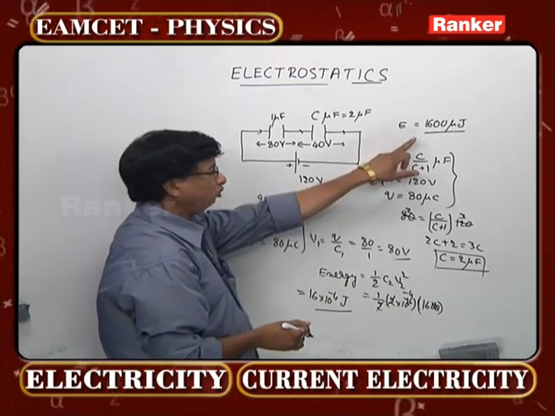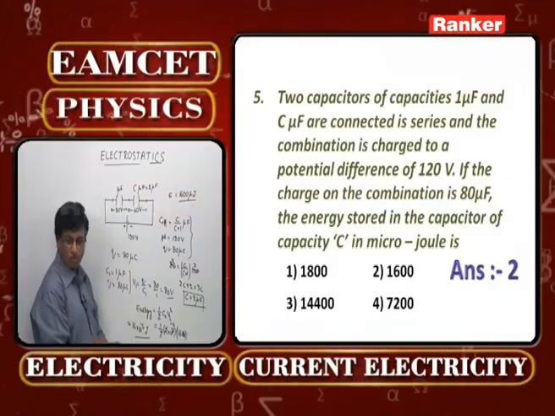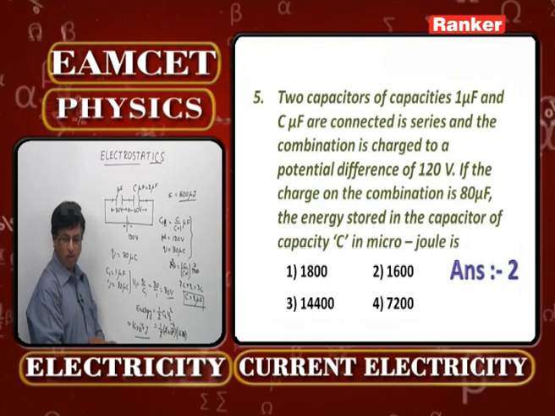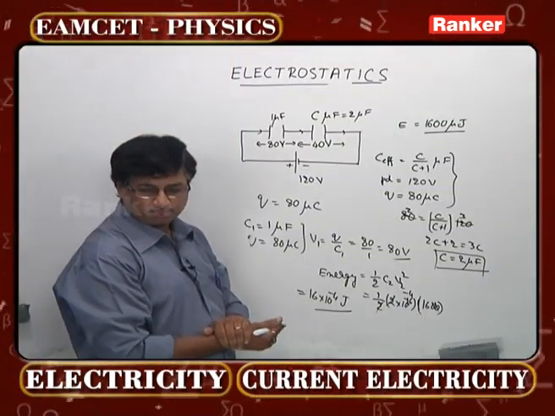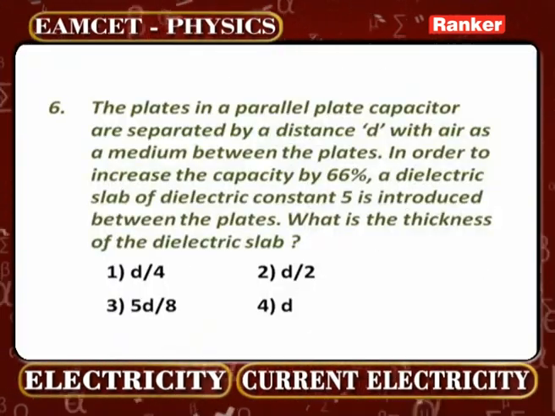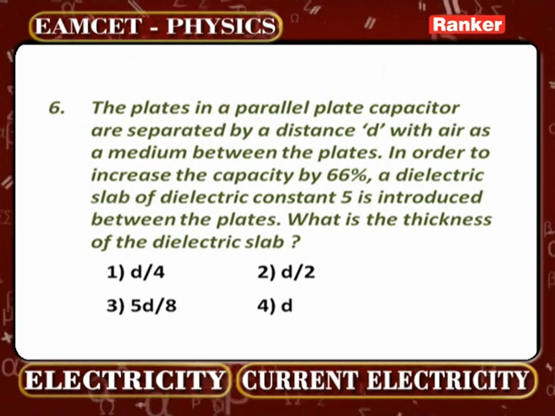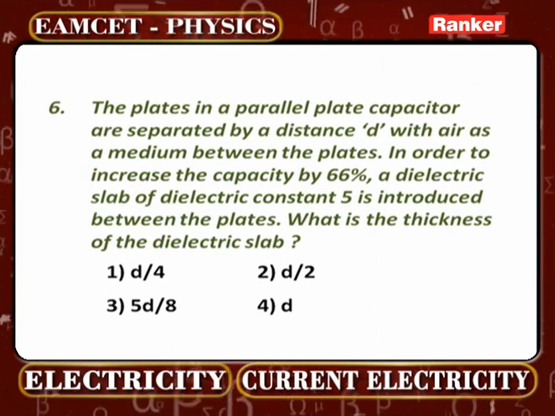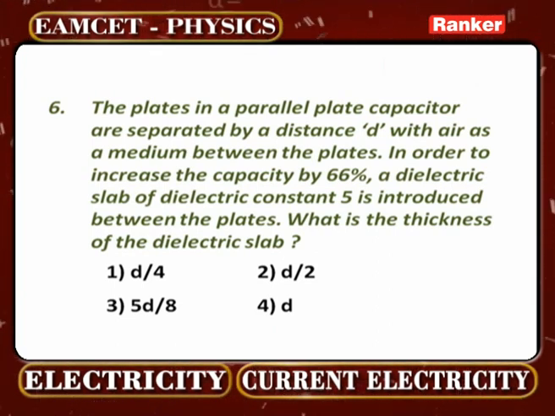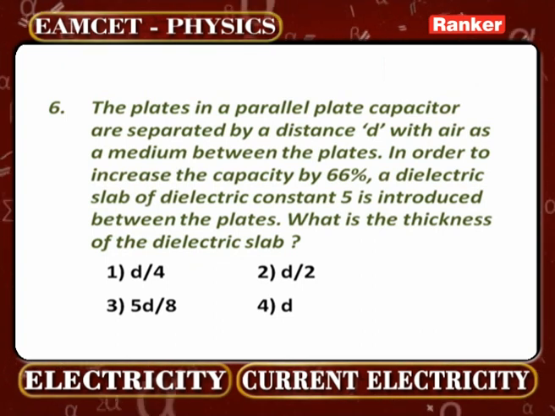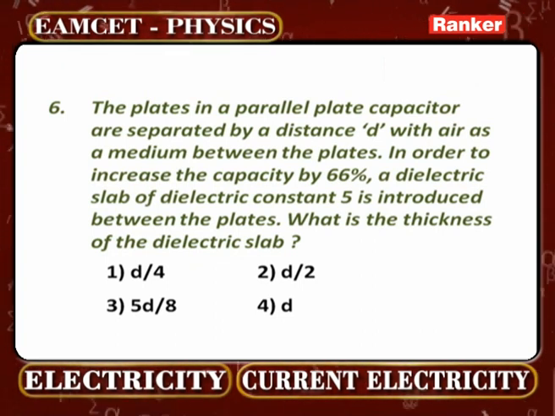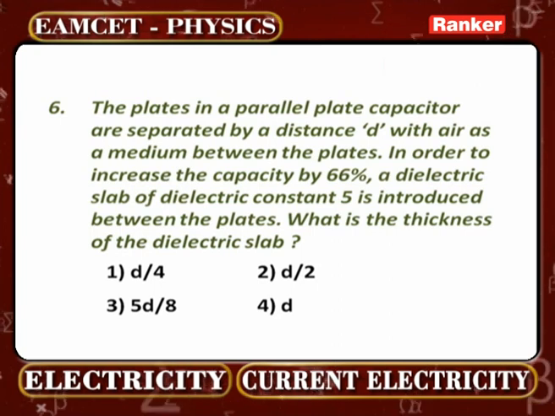Second option is going to be the correct option for this problem number 5. Look at the next number, that is problem 6. The plates in a parallel plate capacitor are separated by a distance d with air as a medium between the plates. In order to increase the capacity by 66%, a dielectric slab of dielectric constant 5 is introduced between the plates. What is the thickness of the dielectric slab?